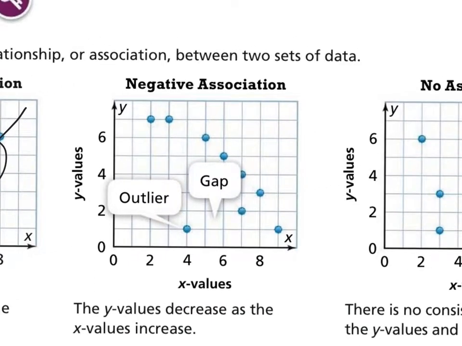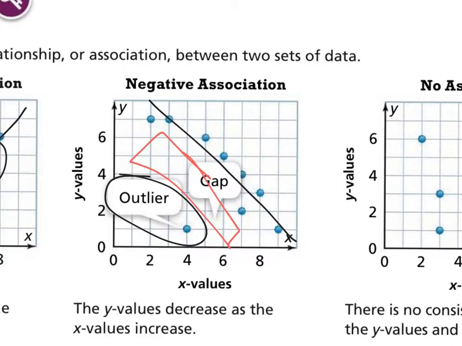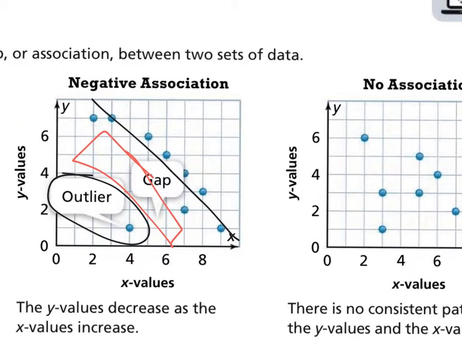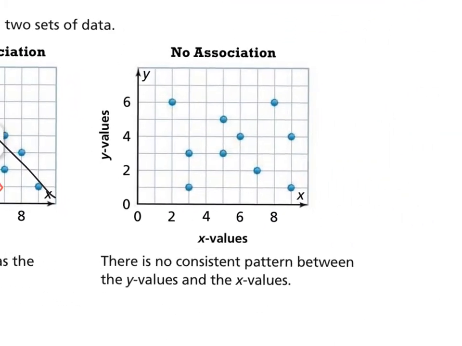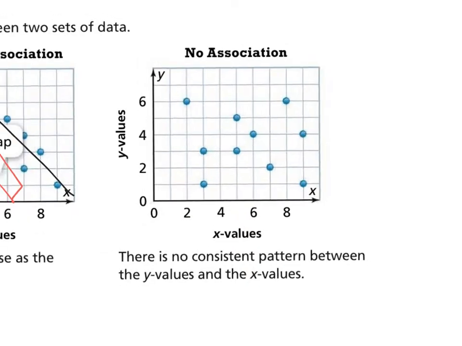Negative association: again, if we draw a line that goes through those points, it has a negative slope. Remember, an outlier is quite separated from the other data, and a gap is just a space in between where there's nothing. When you have an outlier, you'll have a gap. If you don't have an outlier, you may not have a gap. And then again, no association: there's not a definite pattern, it just looks like it's snowing there.